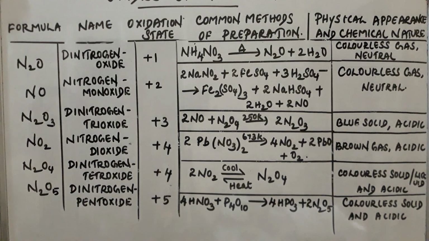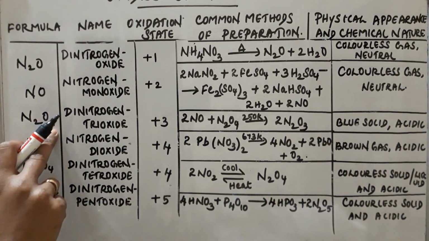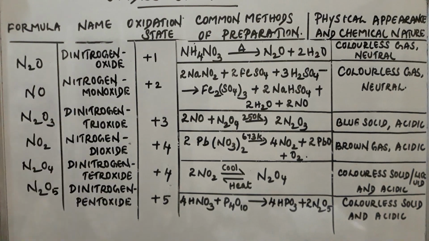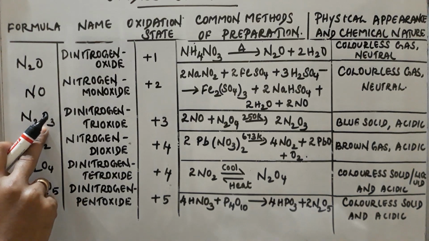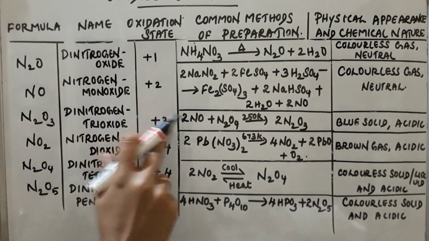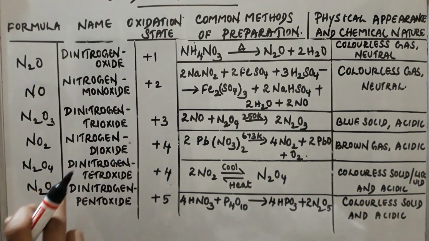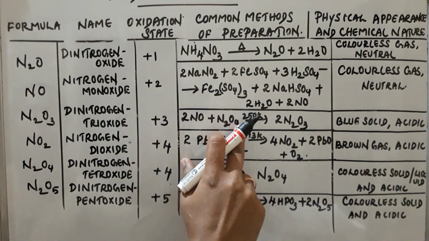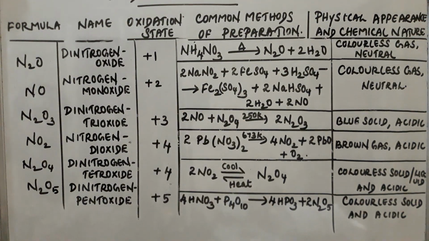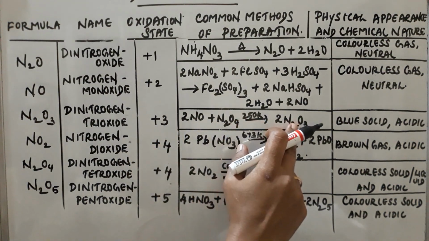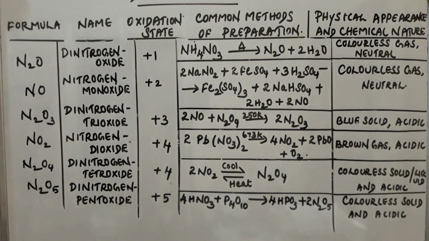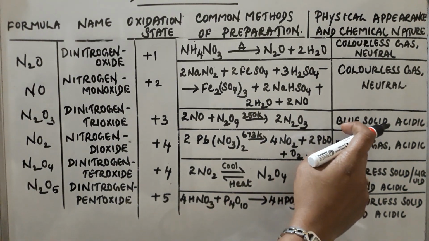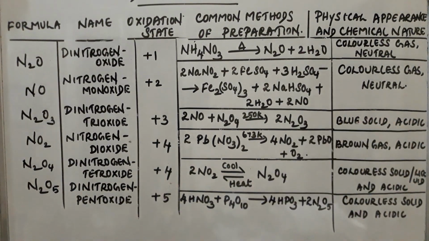Now the third one is N2O3, dinitrogen trioxide. Here the oxidation state is +3, or we can write nitrogen 3 oxide. 3 represents the oxidation state. How can we prepare it? It can be obtained from nitrogen monoxide and N2O4, dinitrogen tetroxide. These two on reaction at a temperature of 250 Kelvin give N2O3. Its physical appearance is a blue solid and it is acidic in nature.